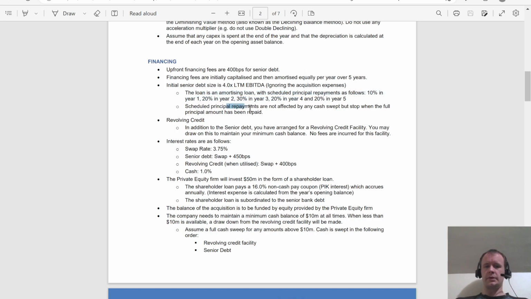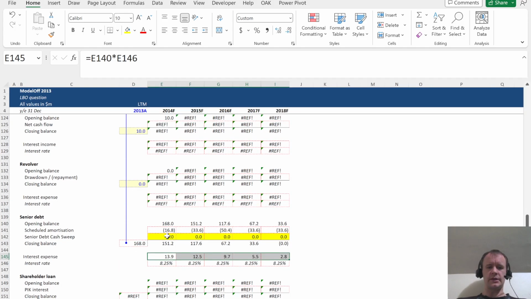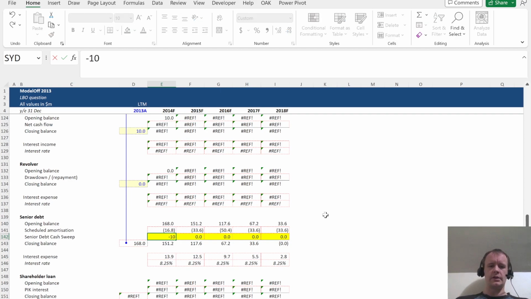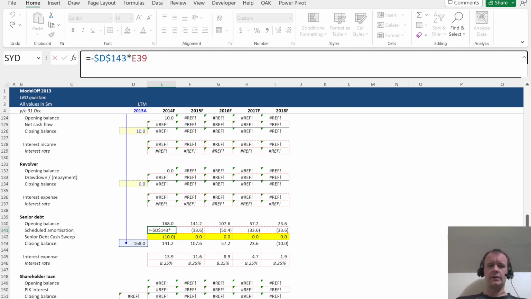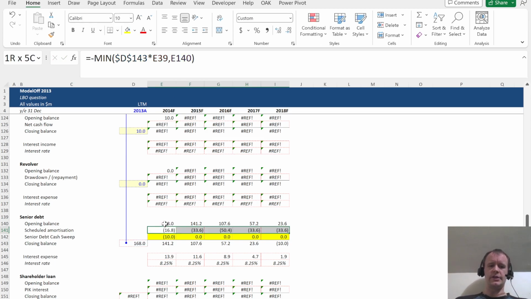Scheduled principal payments are not affected by any cash swept, but stop when the full principal amount has been repaid. So in other words, for argument's sake, let's say the cash sweep is we pay off an extra 10 million here. Well, now, because I'm still having scheduled payments that sum up to 168 million, I'm now ending up with a balance of minus 10. So just a general good practice whenever you have debt payments, you want to do the min of the scheduled amount and the amount that actually needs to be paid, because you never pay off more than needs to be paid.